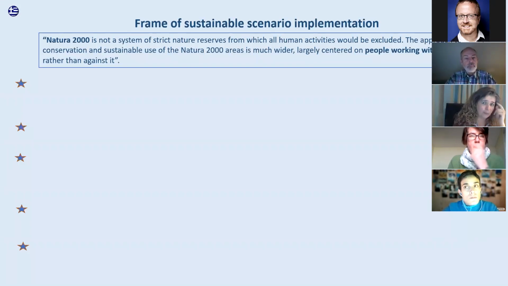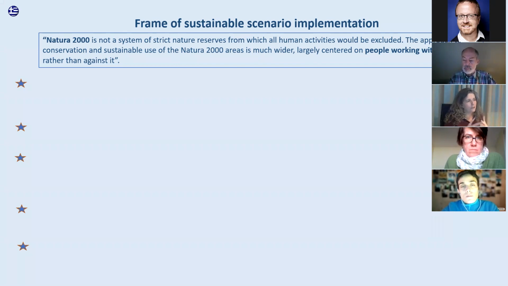As for the framework of the scenario implementation, I would just like to stress that we all agree that Natura 2000 is not a system of strict natural reserves where human activities are excluded.